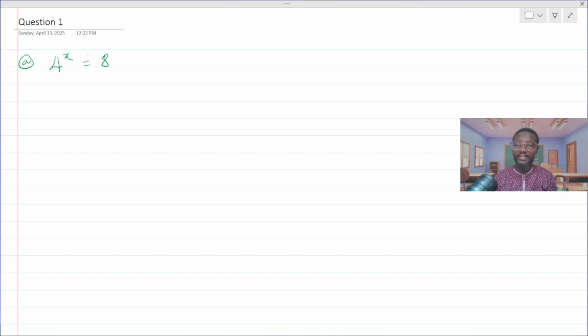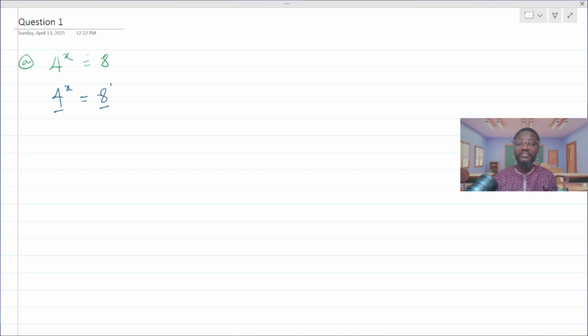On the left hand side I have 4. 4 is the base. But on the right hand side I have 8, or let me say 8 raised to the power of 1. Meaning that I can rewrite this as 4 raised to the power of x equals 8 raised to the power of 1. But you need to check the base that I have here and the base that I have here, are they the same? If they are the same, fine, you can go ahead. But in this case, they are not the same.